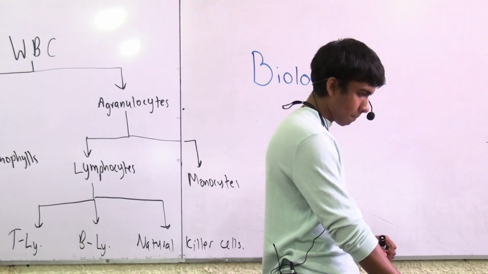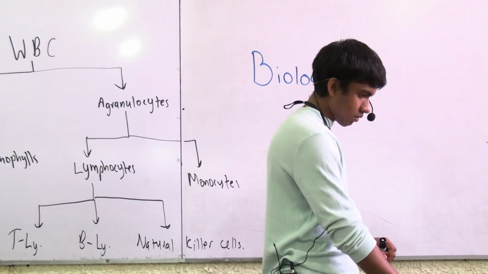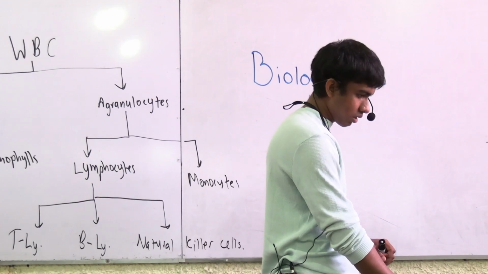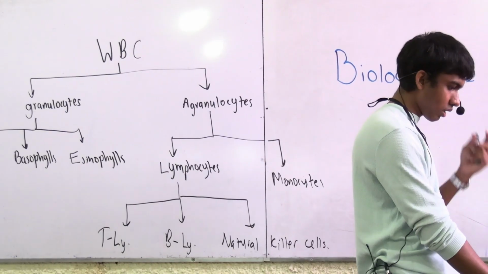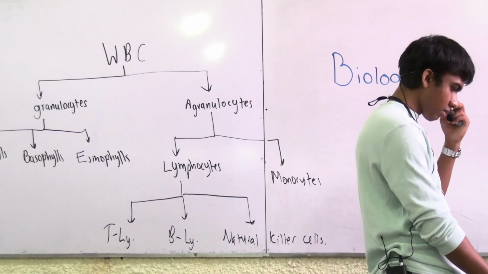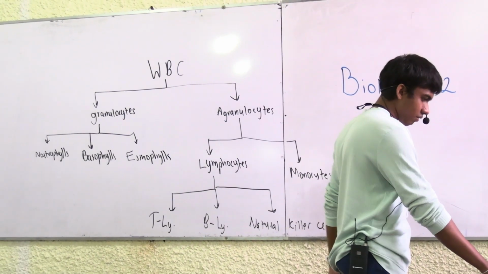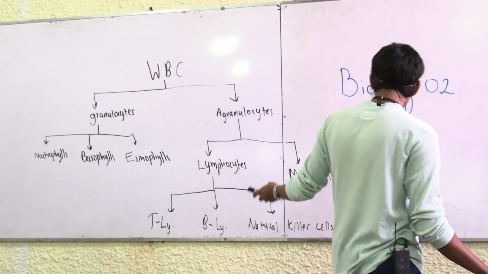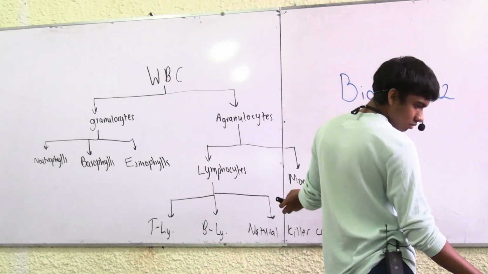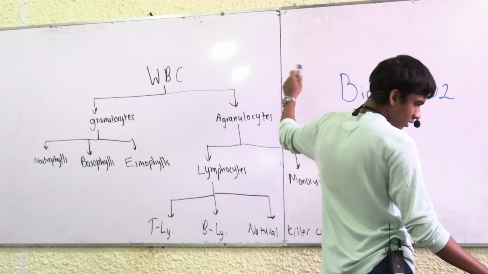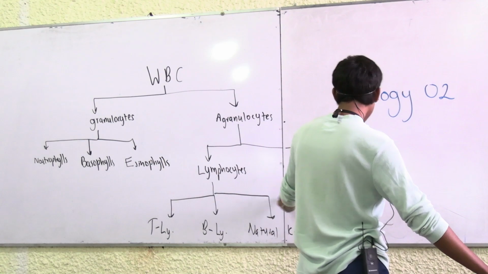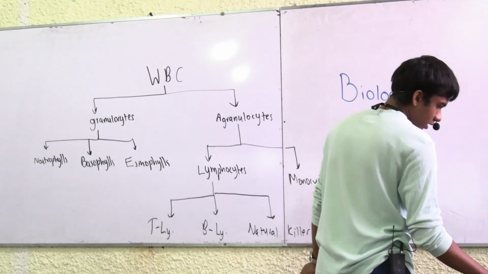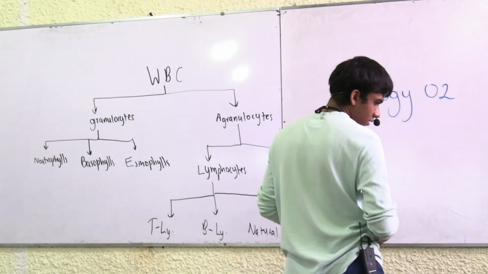So the answer for that is number 4, right? They're asking a type of non-granular site and a type of granular site respectively. So monocyte is a non-granular site, and a granular site is basophils.